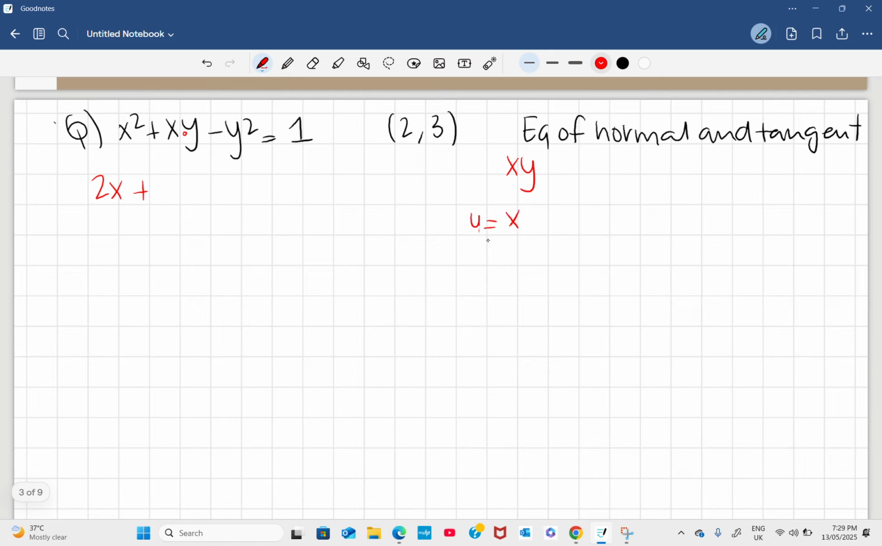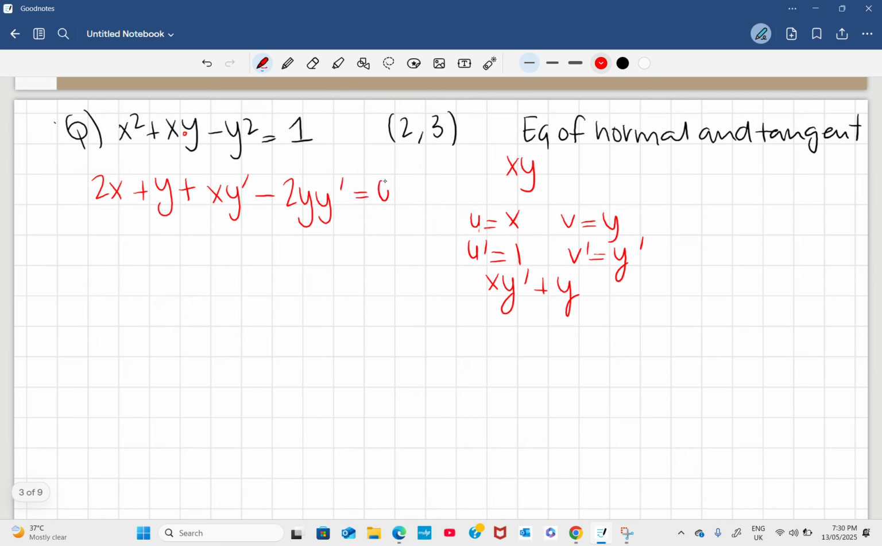I have u equals x, u prime is 1, v is y, v prime is y prime. You're gonna get x y prime plus y. So I'm gonna add it. So 2x plus y plus xy prime minus y squared gives me 2y y prime. We already explained this. Then it equals 0, since it's a constant, so its derivative is 0.